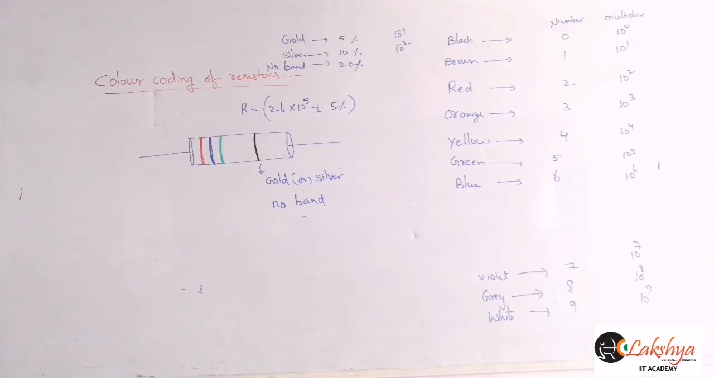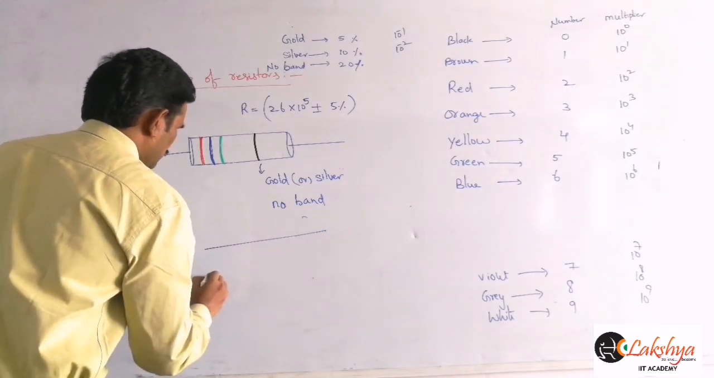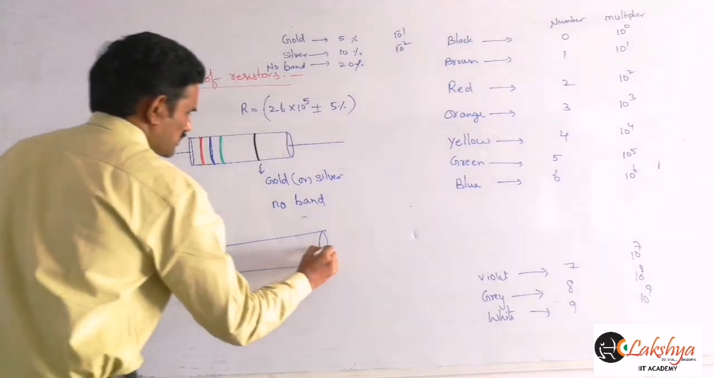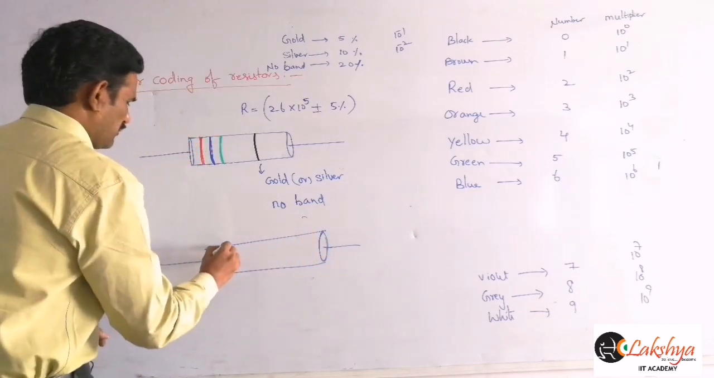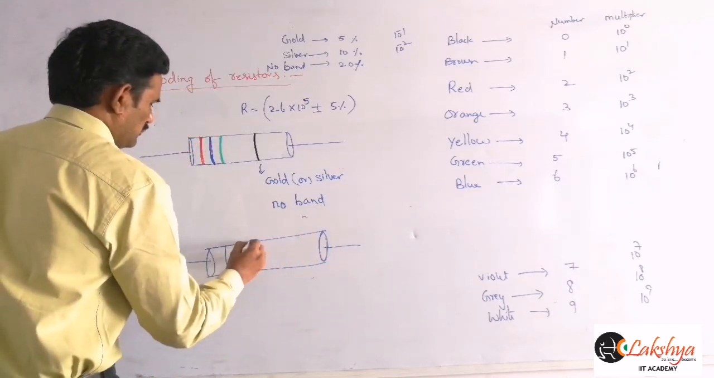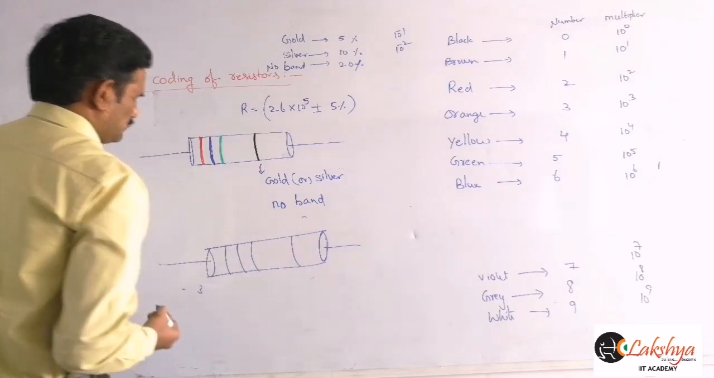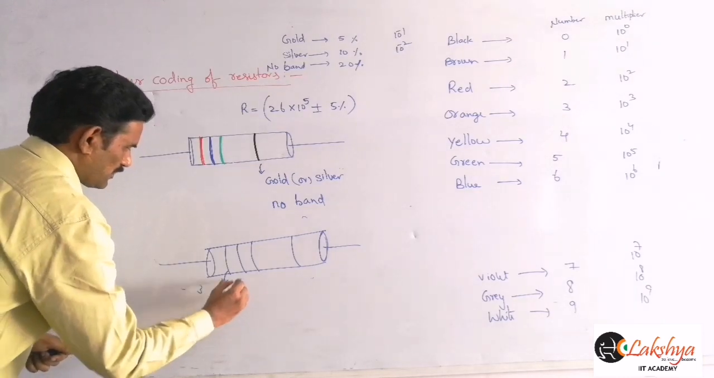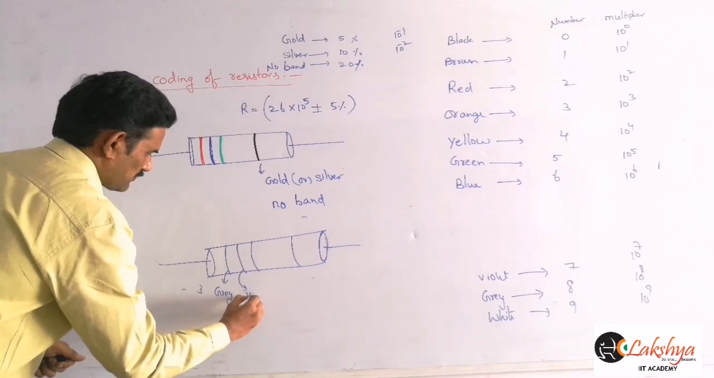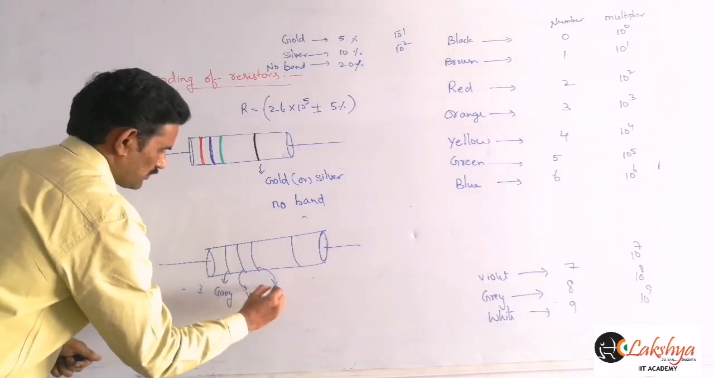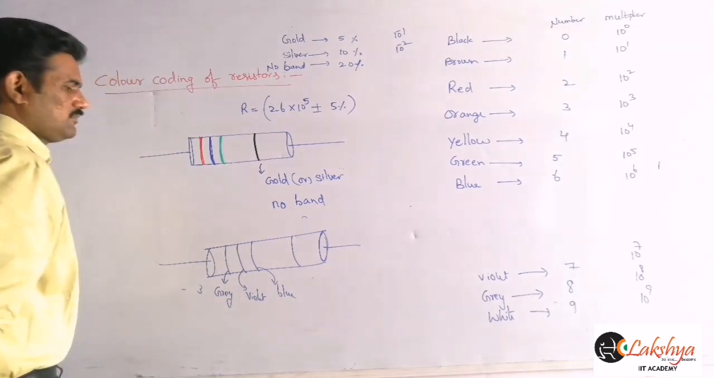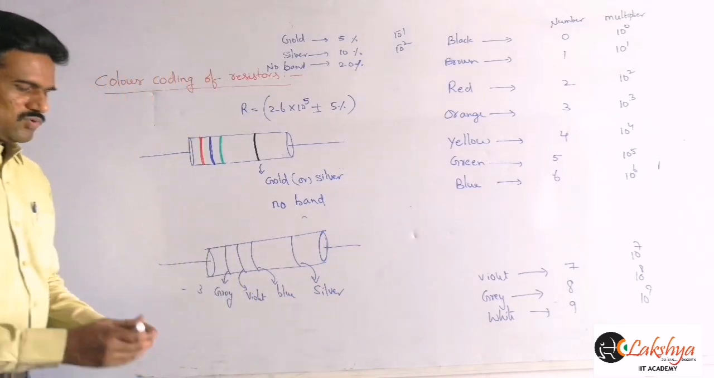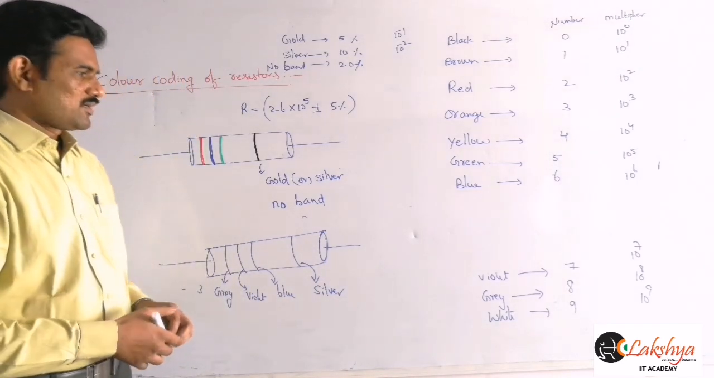I am giving another example here. Consider the resistance of this band. Suppose the first one is gray, the next one is violet, the third one is blue, and this fourth band is silver. Then let us see how to write the value of this resistance here, right?